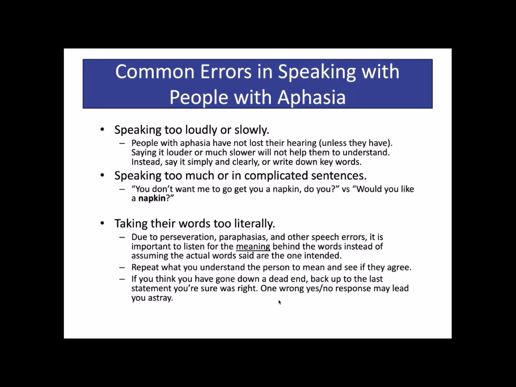And finally, an error that people make is taking people with aphasia's words too literally. Often people with aphasia struggle to come out with a word, but often they'll come out with the wrong word. So if you get really stuck on the exact word that they've said, it may not be the word that they mean. So try to listen for the meaning behind the words. And repeat it back to see if that's actually what they meant. They may not recognize that they made an error, but they might recognize it when you make the error.